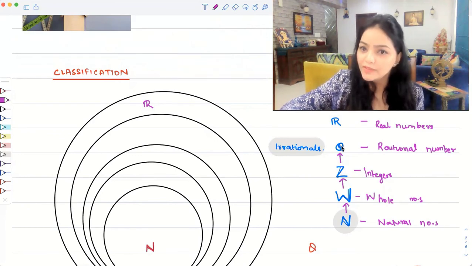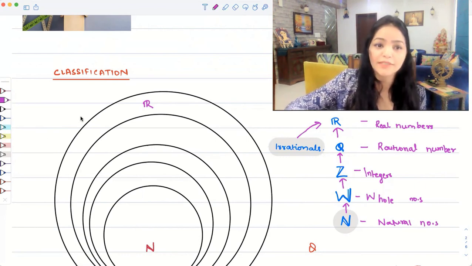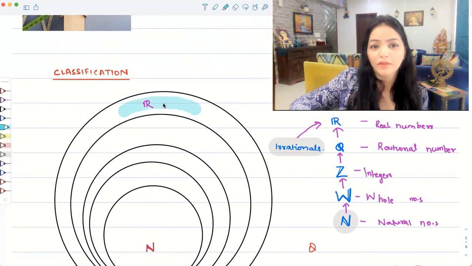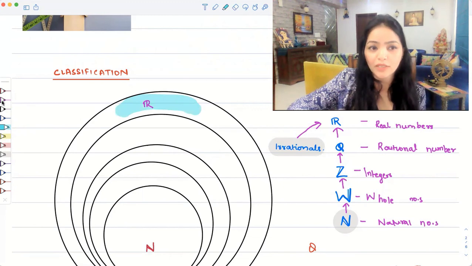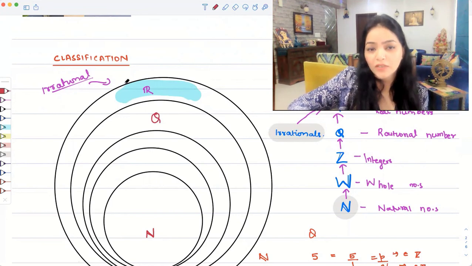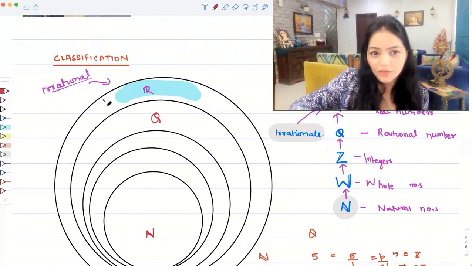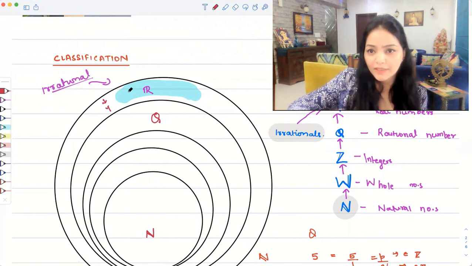The set of rational numbers. And if you include all the rational numbers and irrational numbers, you get the set of real numbers. So the set of real numbers is, of course, the biggest. It would also include irrationals. Then comes the set of rationals, which is smaller than real numbers. The only difference is actually irrational and rational. So actually, in this portion, you will have irrationals basically, which are making it the set of real numbers.